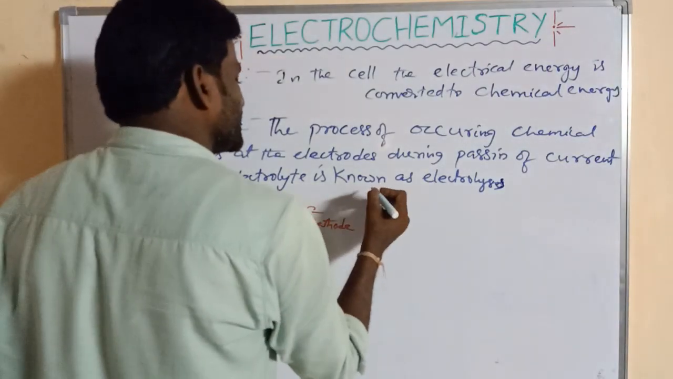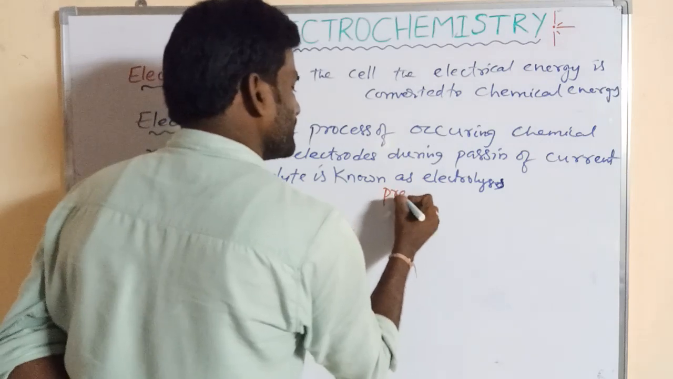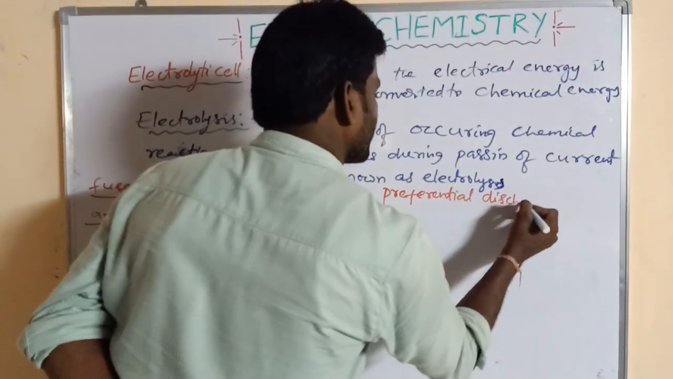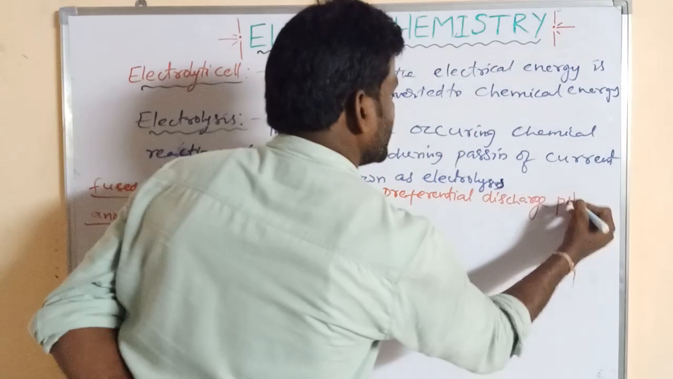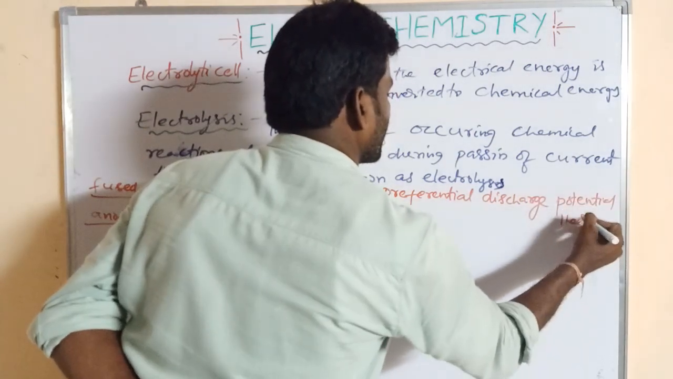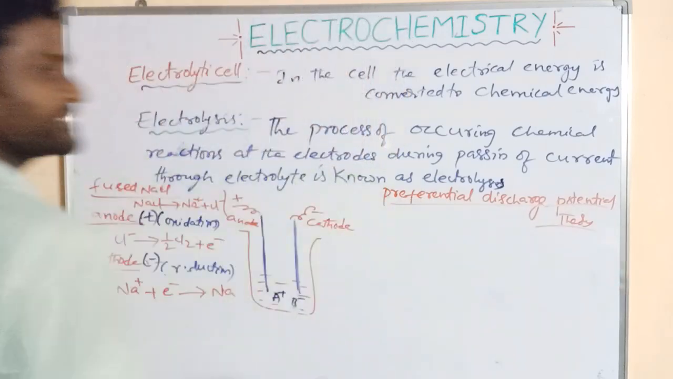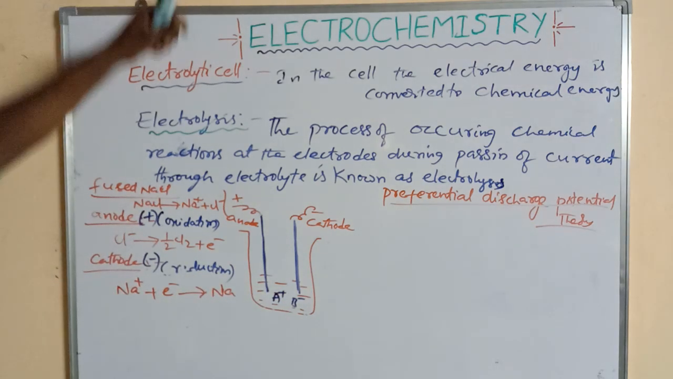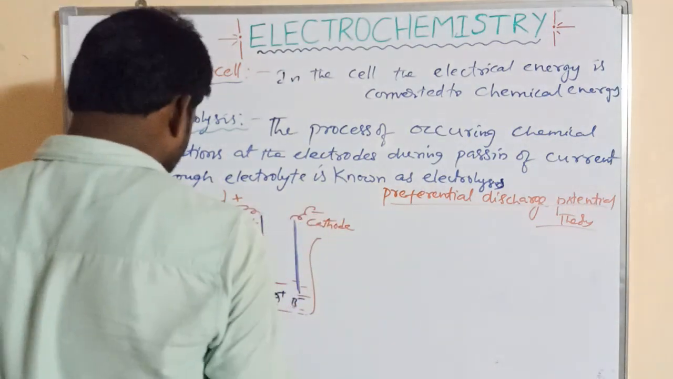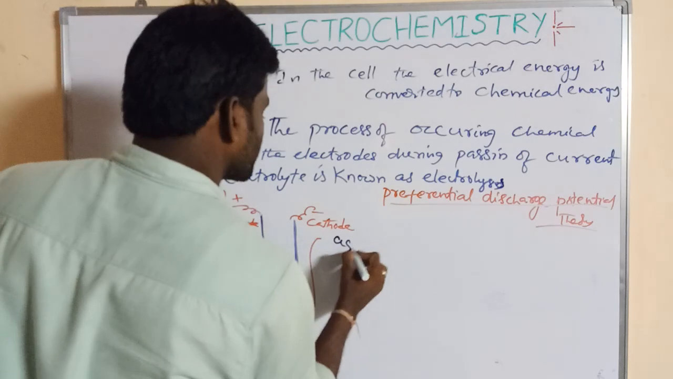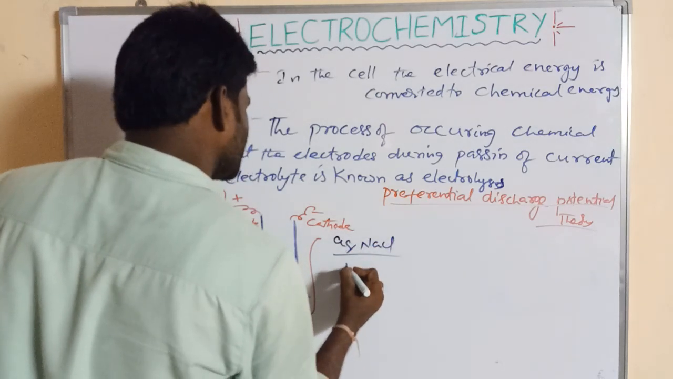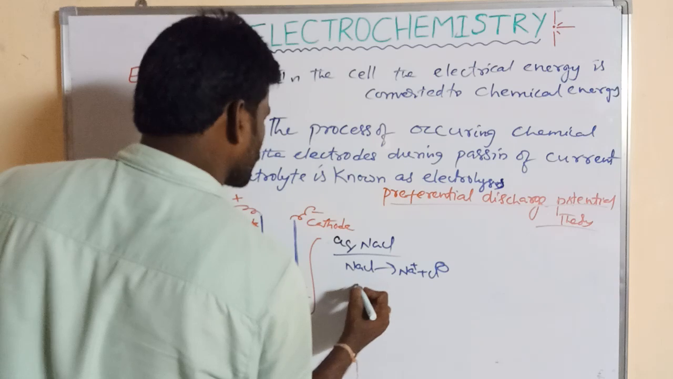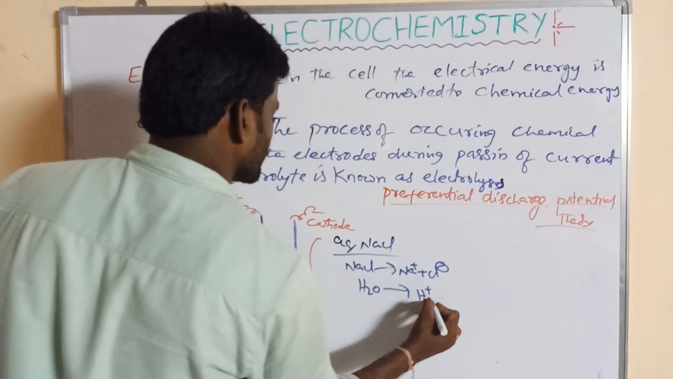According to the preferential discharge potential theory, when the electrolyte contains two or more cations and anions, like aqueous NaCl, the NaCl is ionized to Na plus and Cl minus, and the water is also ionized to H plus and OH minus.